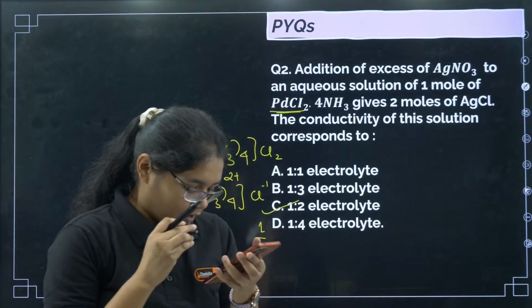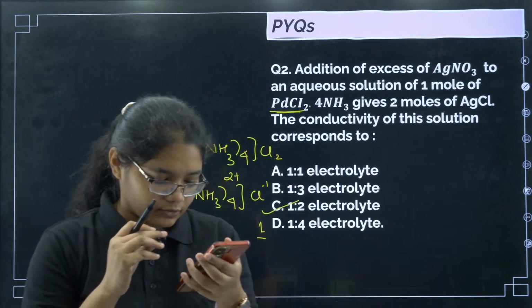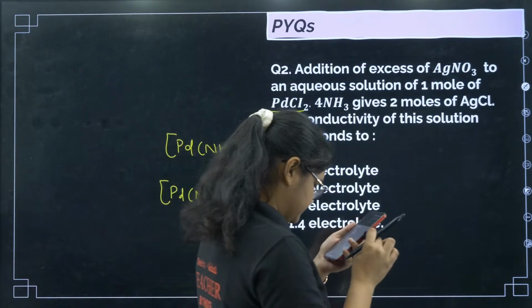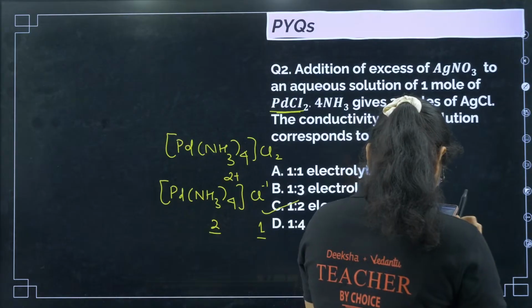Ma'am, 1,2-dichloroethane is an example. It is a bidentate ligand here.